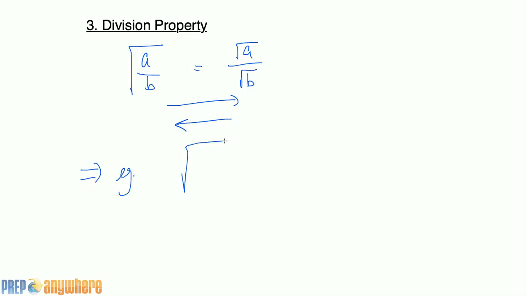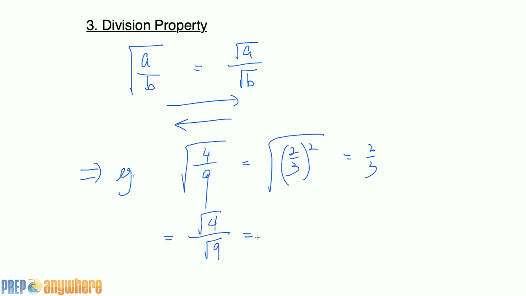For example, if you have a root of 4 over 9. Okay, root of 4 over 9. If you don't have this property, this is what you have to do. You have to somehow know magically that this is 2 over 3 squared, so the answer is 2 over 3. You can do that. I mean, it's not extremely hard, but it's kind of hard. The easier thing to do is this. You use this property and go, this is root of 4, and this is root of 9. Therefore, it's 2 over 3.